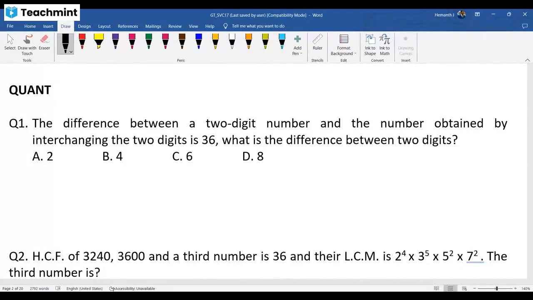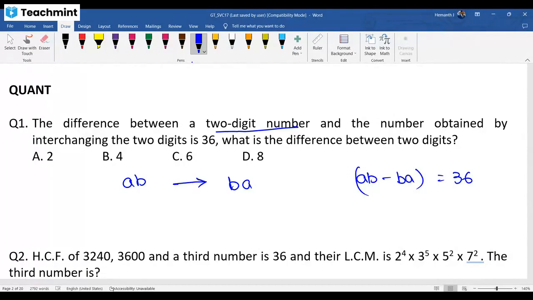They've given a difference between a two-digit number and the number obtained by interchanging the digits. Let's say the two-digit number is AB. If you interchange the digits, it will become BA. So as per the question, AB minus BA is equal to 36, after interchanging the digits.